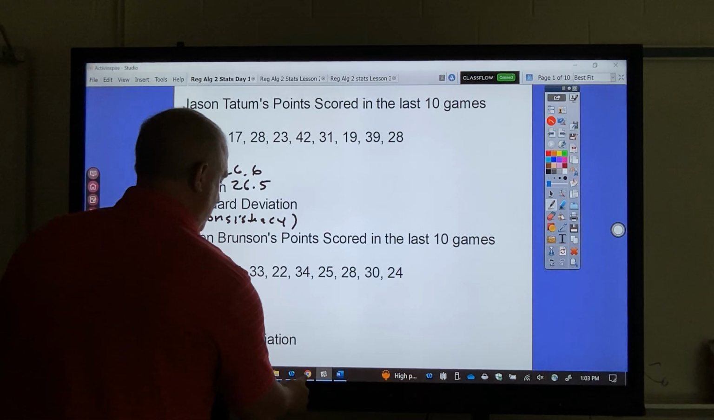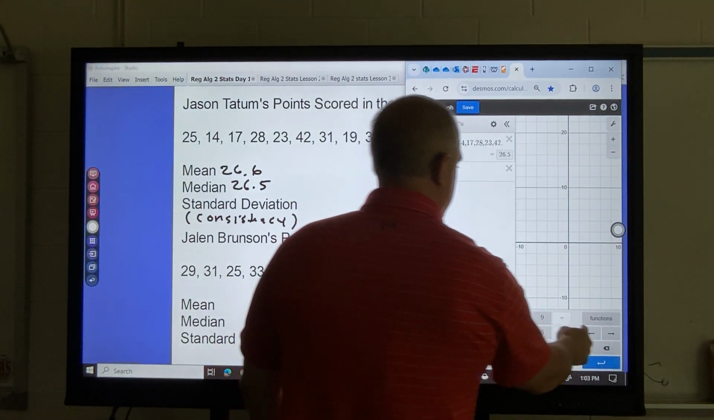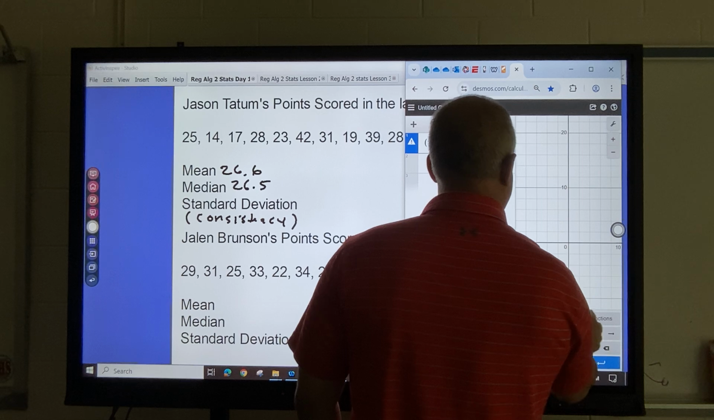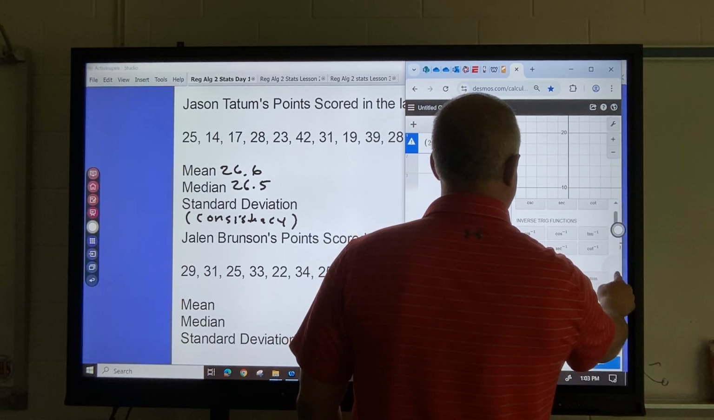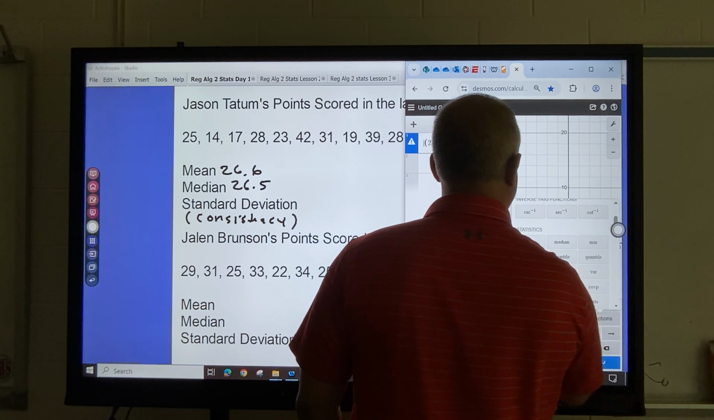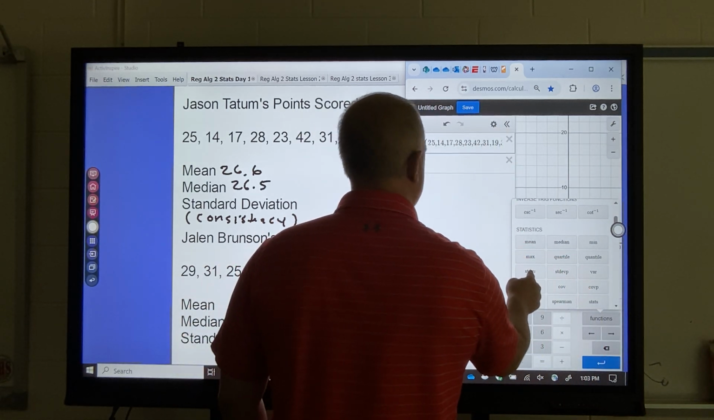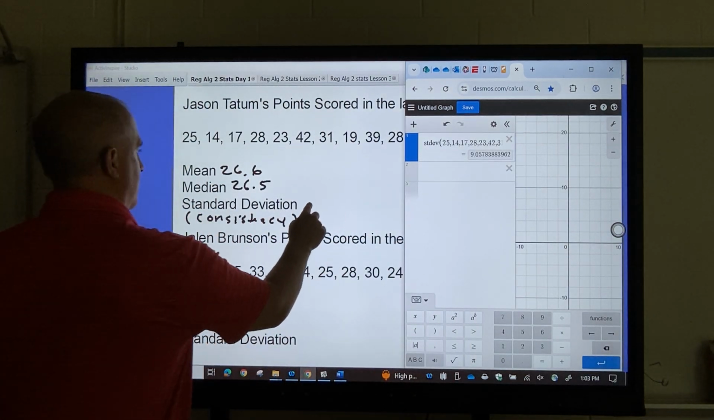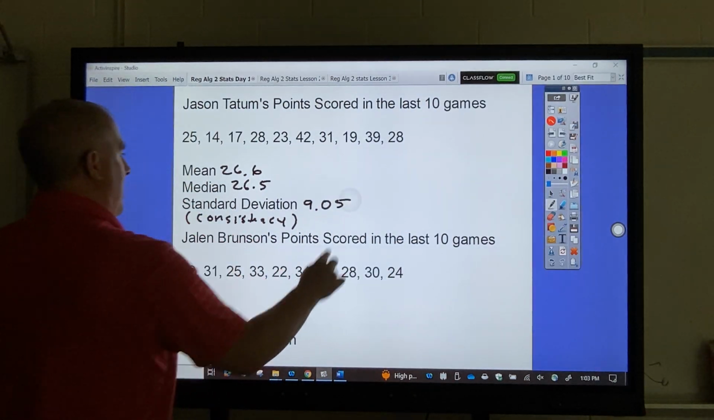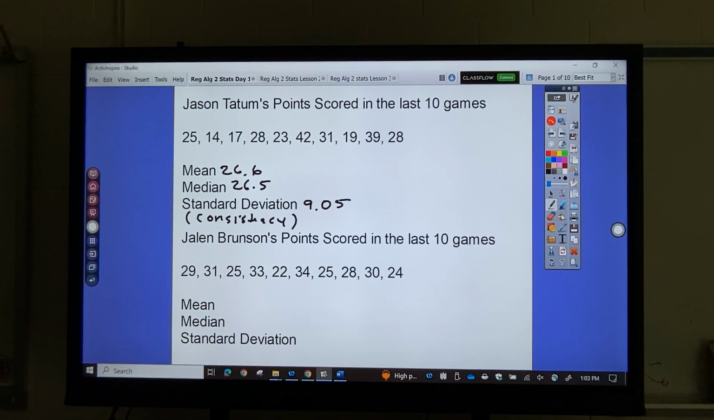So what I'm going to do is go ahead and delete that. Functions, scroll down. All right, standard deviation right here. Once again, delete that. 9.05. Now, it says Jalen Brunson scored in the last 10 games.